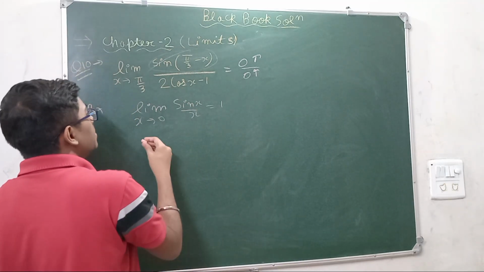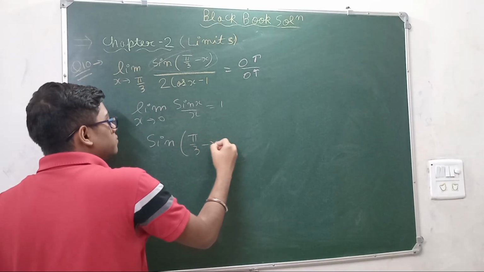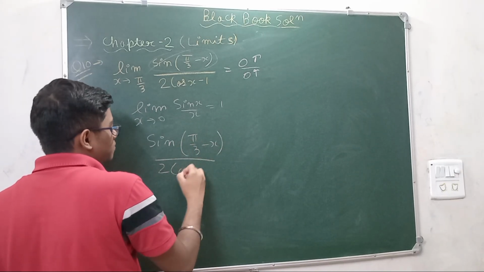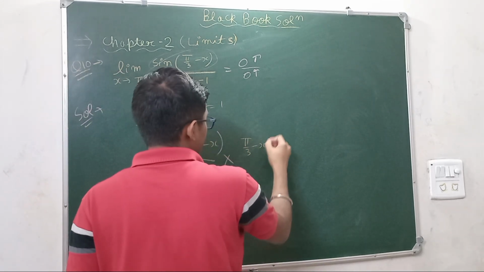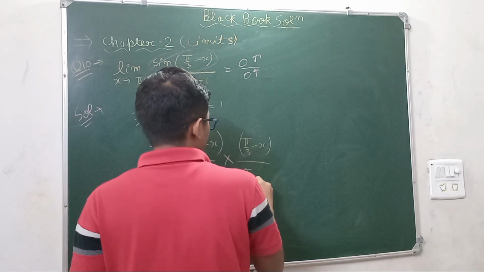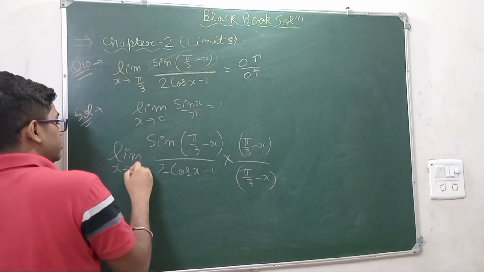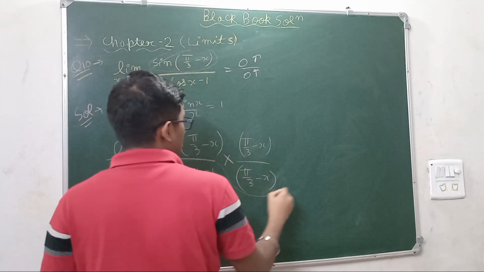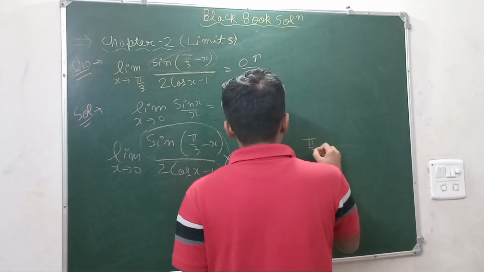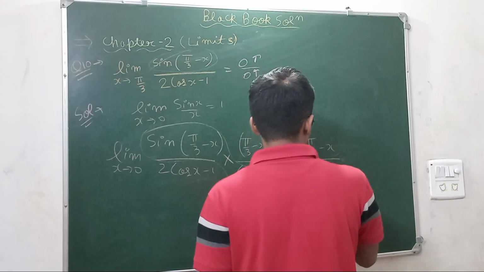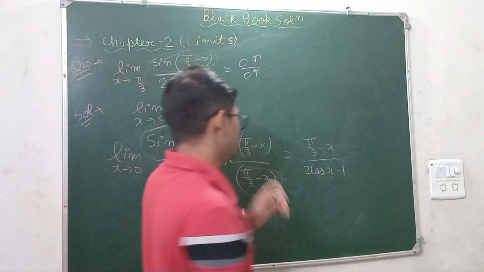So multiply and divide by pi by 3 minus x, upon 2 cos x minus 1, multiply and divide by pi by 3 minus x upon pi by 3 minus x, and this whole limit will be 1. We are left with pi by 3 minus x upon 2 cos x minus 1. Just apply the L'Hopital rule here. It is 0 by 0 form.